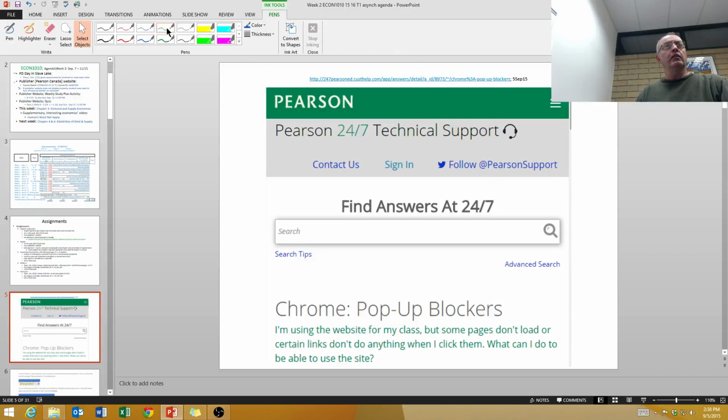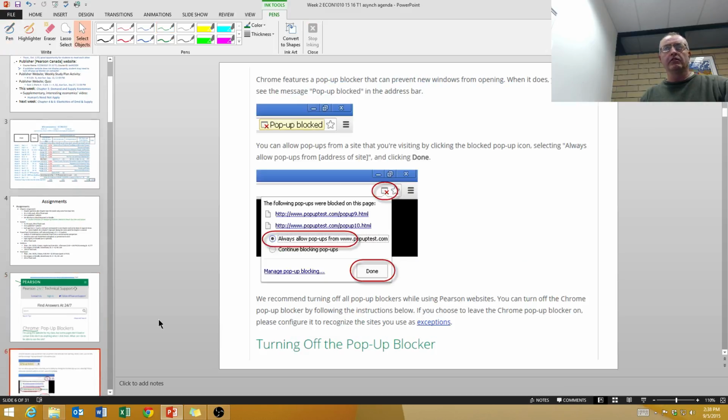So I have to admit, on my machine, I use Chrome, and I suspect the publisher's website works with Internet Explorer, but I don't use Internet Explorer unless I absolutely have to. And so I have some directions here on how to adjust your screen if you're using Chrome. These instructions come from the Pearson website, and I've used it several times.